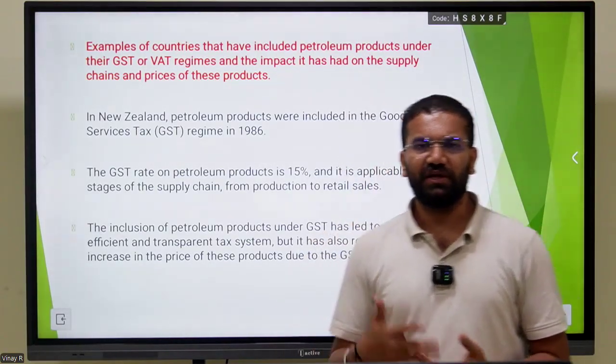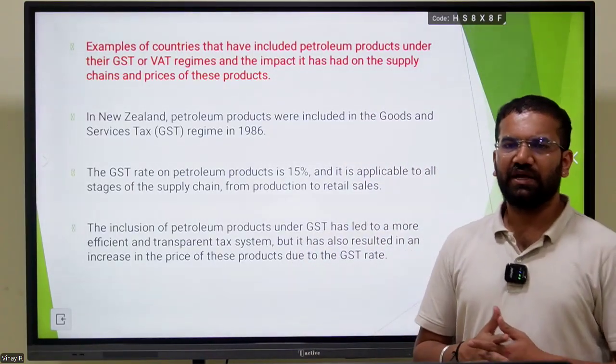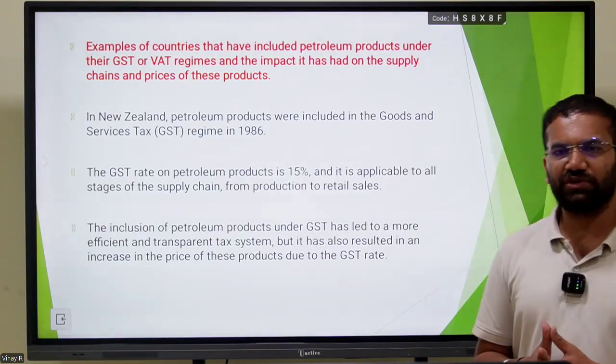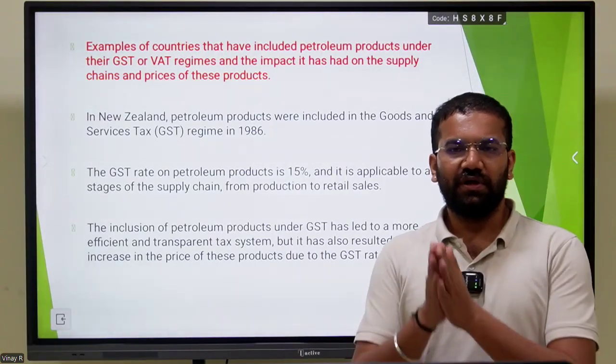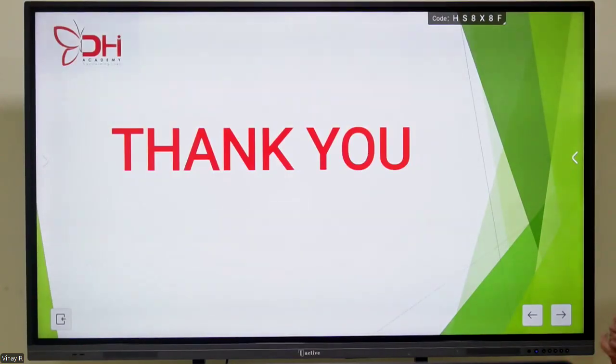So whenever we come to examples of countries which have their supply chains under GST, there is New Zealand, in which goods and services tax was introduced in 1994, in which a 15% slab has been levied on petroleum products.